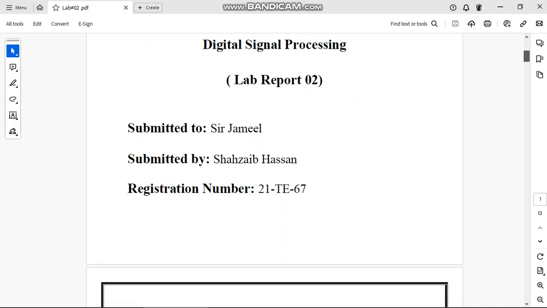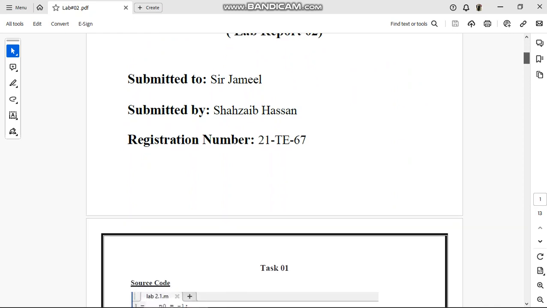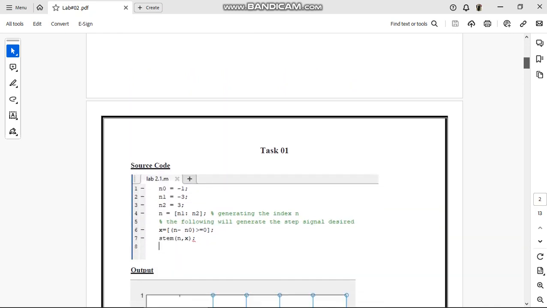I have performed all my tasks on the MATLAB online trial and then pasted the screenshots on my Word document so I can create a lab report. Now starting with task 1.